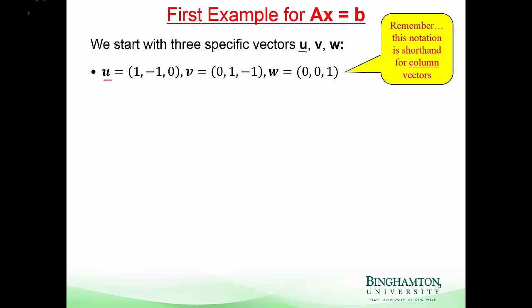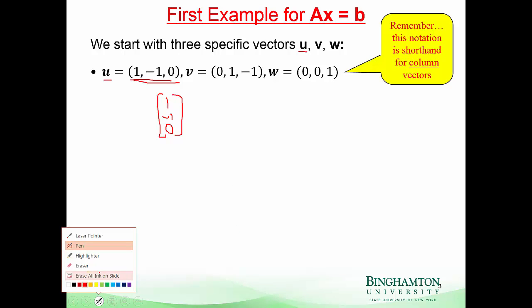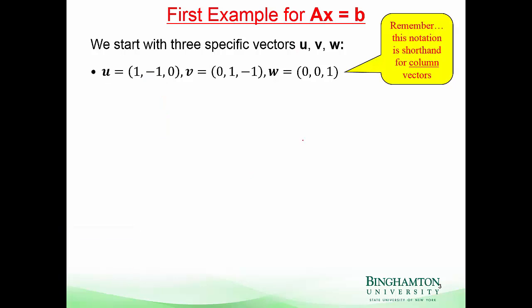Now, I'm also reminding you that when we write things like this with parentheses and commas, it's just a shorthand, compact way of writing what is really a column vector. So when we write this, what we really mean is a vector that has 1, -1, and 0 as a column vector. It's just easier to write it out on a single line that way.